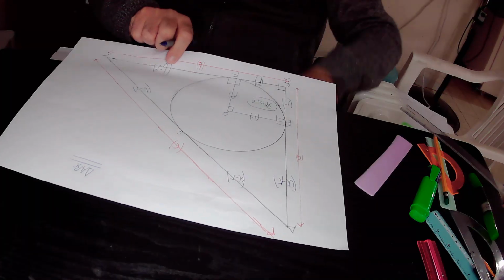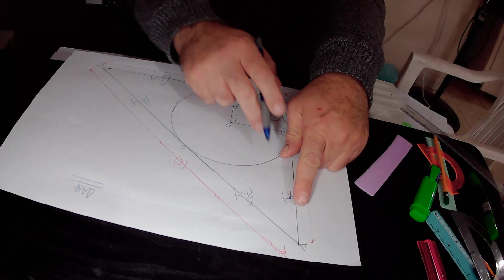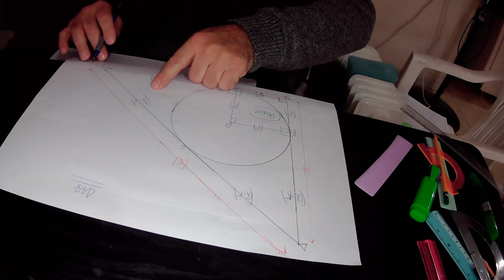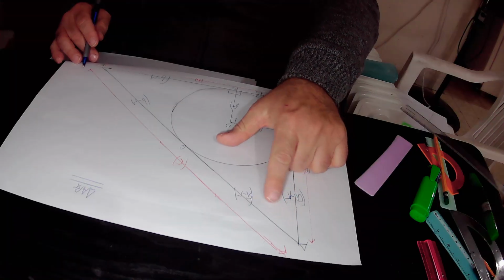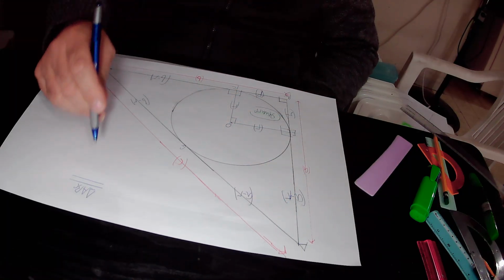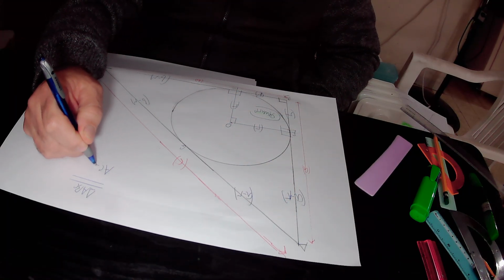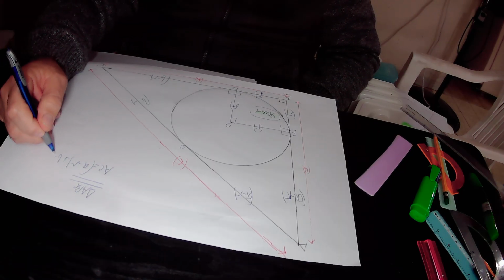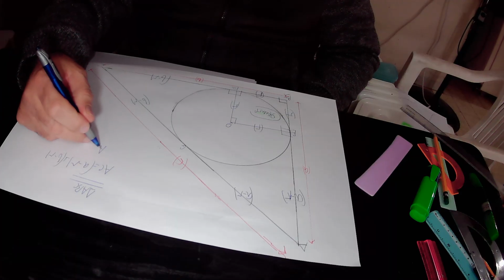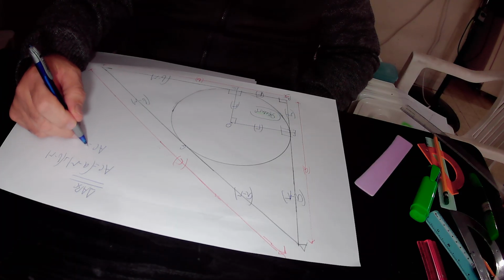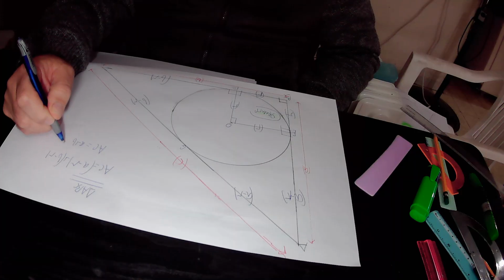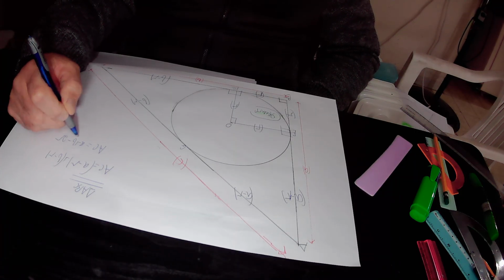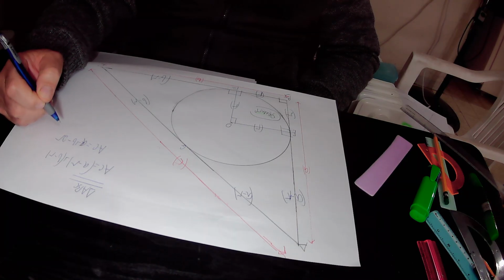What is the length of the opposite side AC? From the drawing, it is very easy to see that AC in total equals A minus R plus B minus R. Again, AC in total equals A minus R plus B minus R. So I write it down. AC equals A minus R plus B minus R. So AC in total equals A plus B minus 2R.